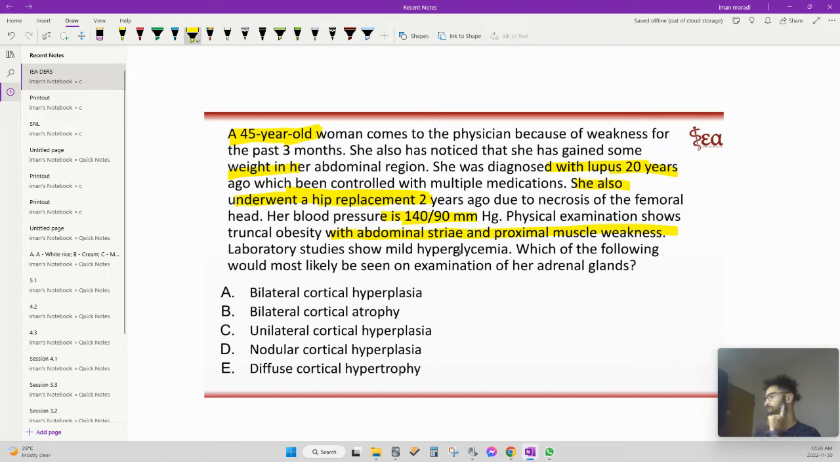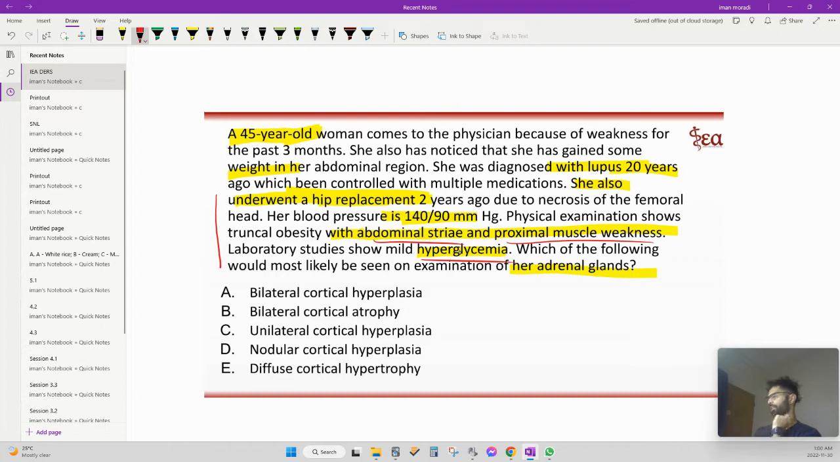Truncal obesity, abdominal striae, proximal muscle weakness, mild hypoglycemia, what do her adrenal glands look like? So she's already on a lot of the symptomology described here. Abdominal striae, proximal muscle weakness, hyperglycemia.